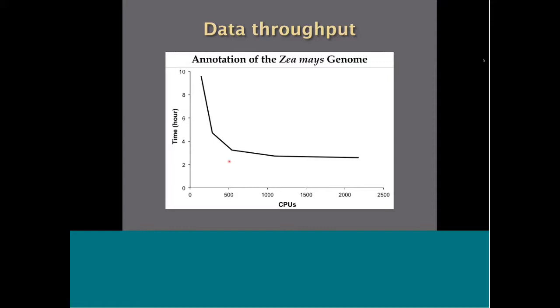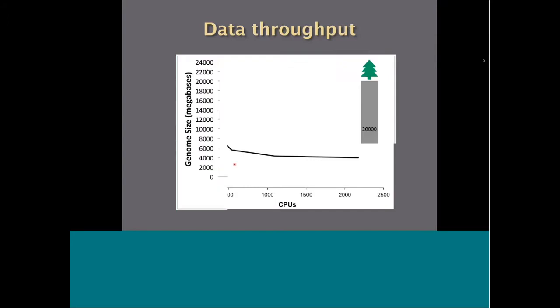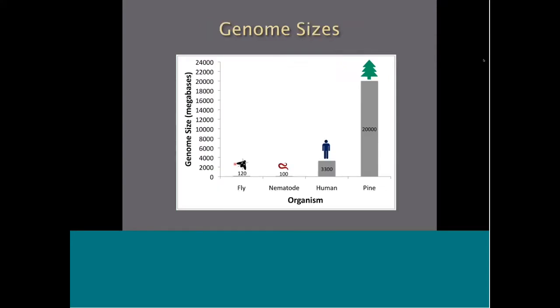And Maker, given enough CPUs, can eventually reach that point. But you can still finish even very large genomes in just a few hours. The ability to scale up data throughput becomes very important when working with certain organisms like plants, which have extremely large genomes. Humans, for example, are known to have large genomes at 3 gigabases, but some plants, pine trees, for example, can have 20 or even 30 gigabase genomes.